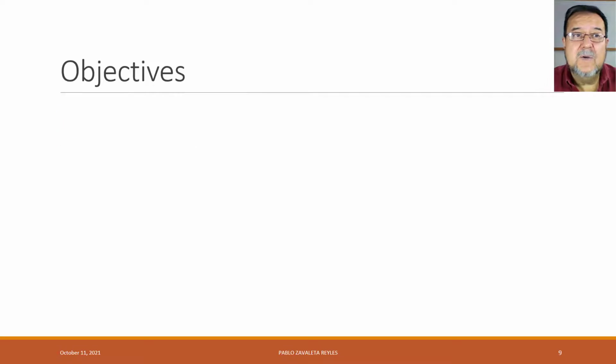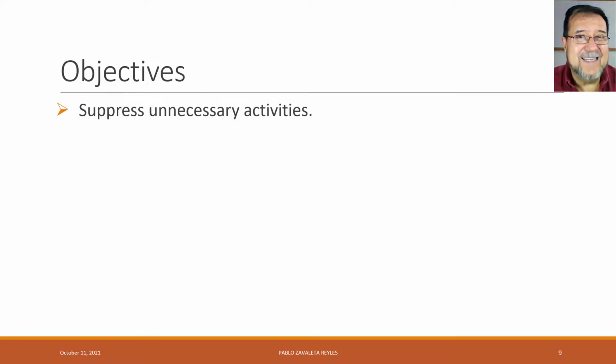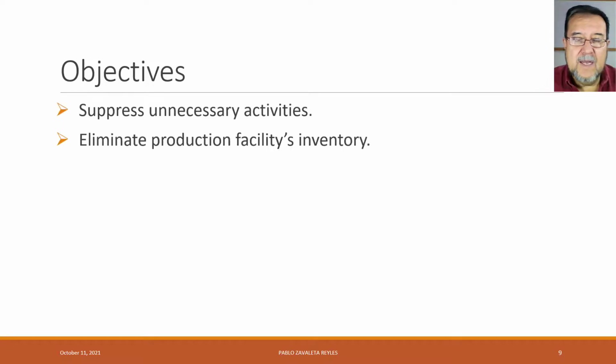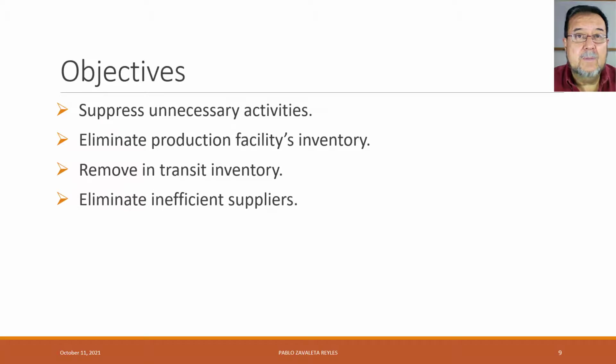So in the JIT, we concentrate on suppressing unnecessary activities. We eliminate almost all inventory that we reasonably can. We remove in-transit inventory and we eliminate inefficient suppliers. We work only with suppliers that are efficient. So by working with this philosophy, we tend to increase the efficiency of the complete supply chain. And everybody gains from that.